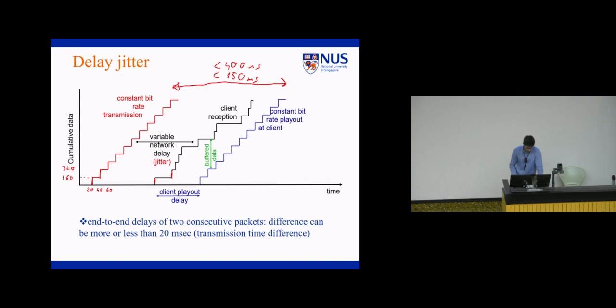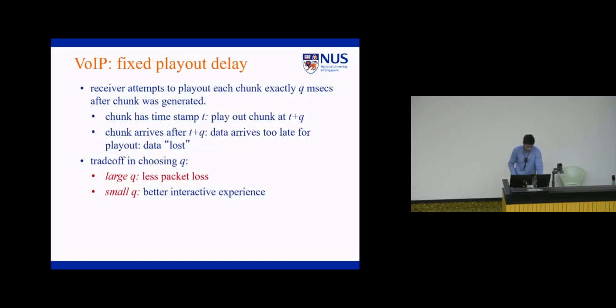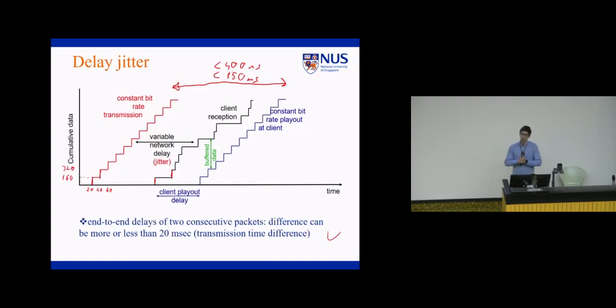And yeah, same as the video, this green distance here would be our buffered data, how much data you buffer before you play. And the end-to-end delays of 2 consecutive packets, the difference can be more or less than 20 milliseconds. So now the design problem here is how to choose the client playout delay.